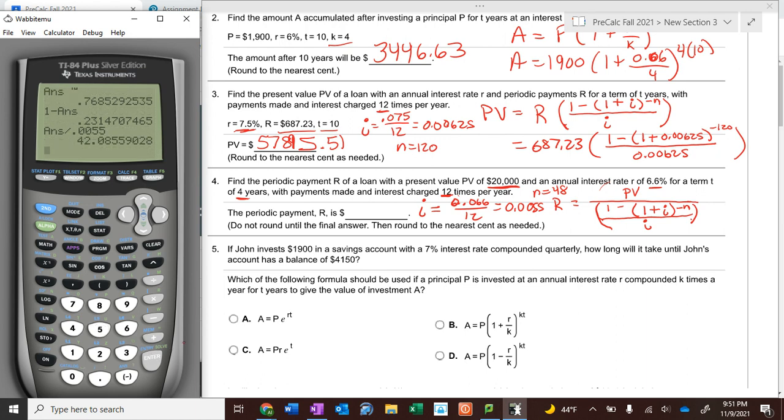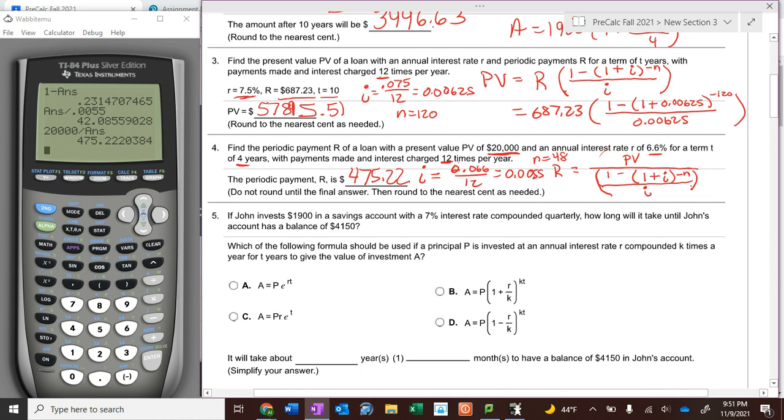And I get 42. And then I'm going to take the present value of my loan, $20,000, divided by my last answer. And that's my monthly payment, $475.22.